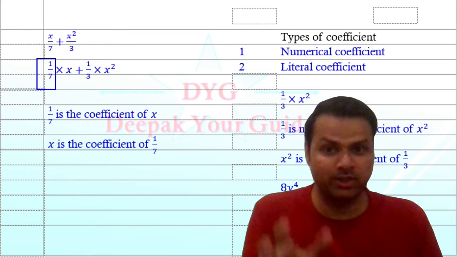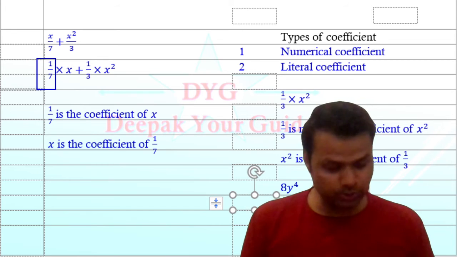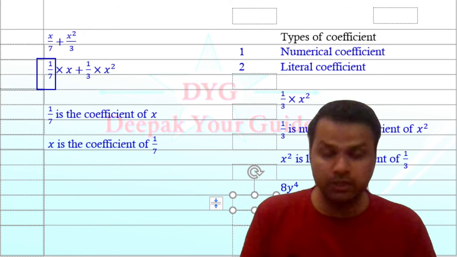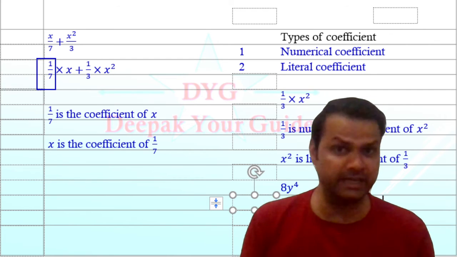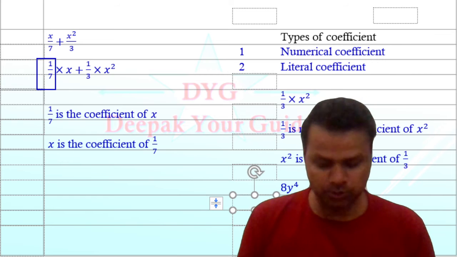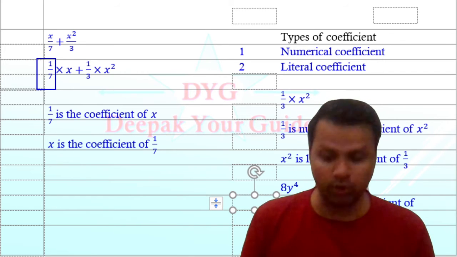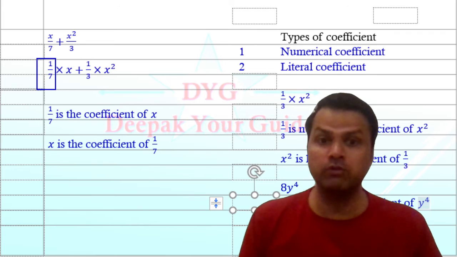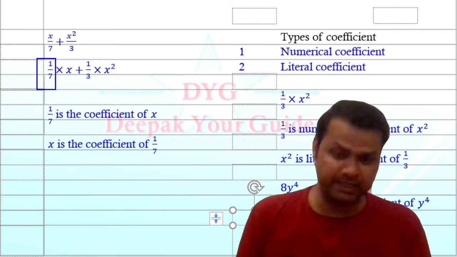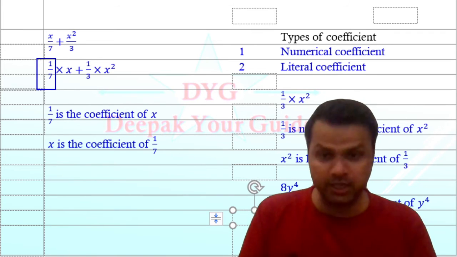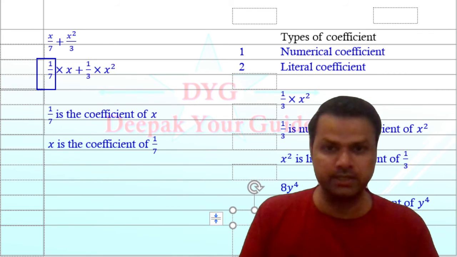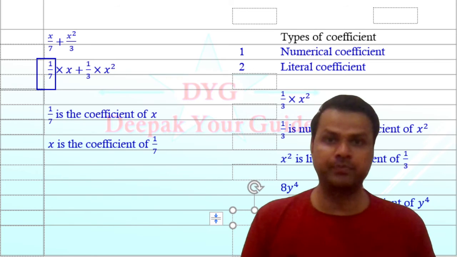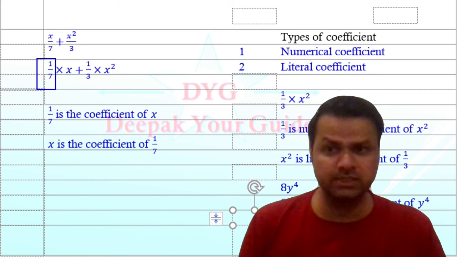So I'm sure you may have got the answer, but let's see if you got the right answer or not. So here 8 is the numerical coefficient because it's simple. 8 is a number and number is numerical. So coefficient of what? Of y to the power 4. And y is a letter or a variable. So we say y to the power 4 is the literal coefficient of 8.